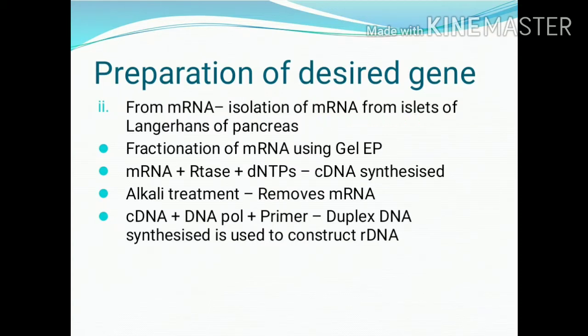Insulin mRNA is isolated from the islets of Langerhans of the pancreas. Fractionation of the mRNA is done using gel electrophoresis. The mRNA is treated with reverse transcriptase and dNTPs, and the complementary DNA is synthesized. After this, treat with alkali to remove the mRNA, and then the cDNA is treated with DNA polymerase and primer so that the duplex DNA is synthesized, and this DNA is used for the construction of recombinant DNA.